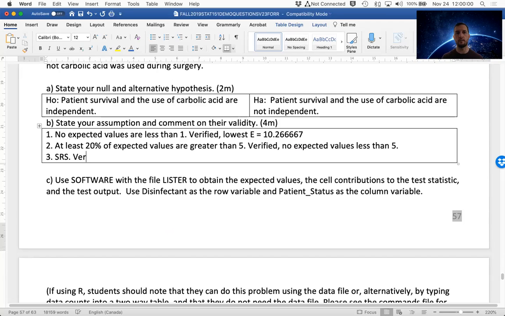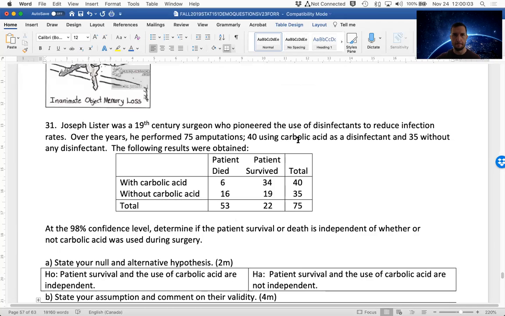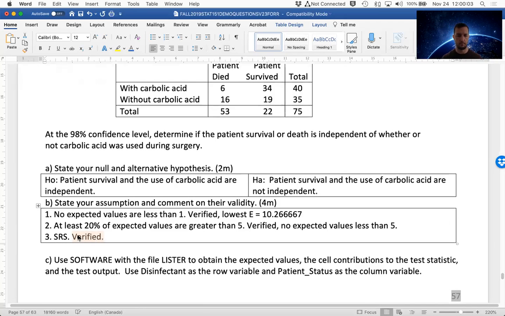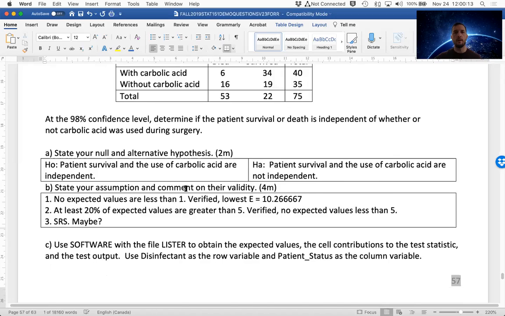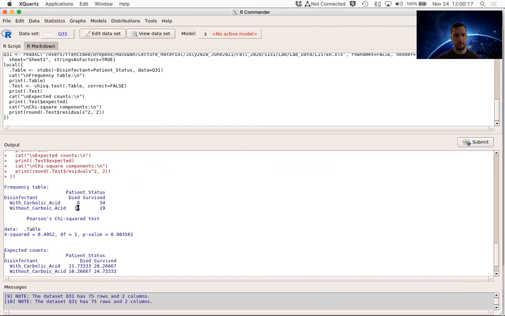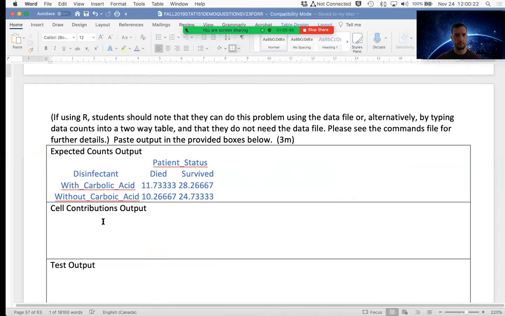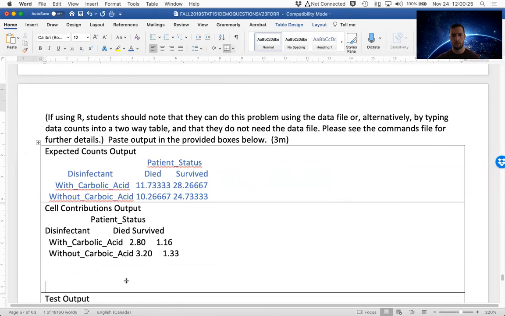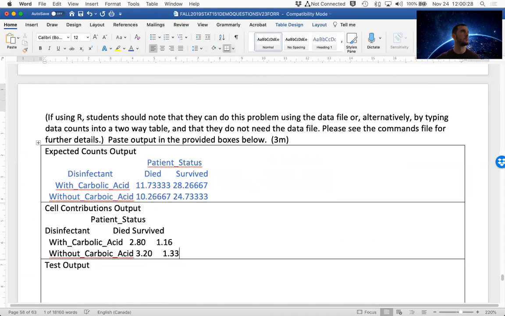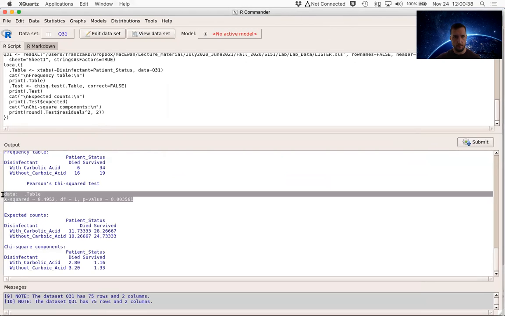Okay, and then SRS we can verify from the description. I assume that somewhere it says. Actually, it's not really clear. All right, so those are the expected values. The cell contributions are given in the last table. So we have chi-square components. Okay, and then the test output is given right here.